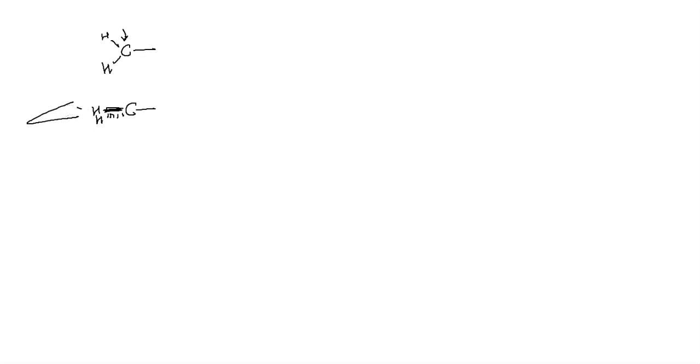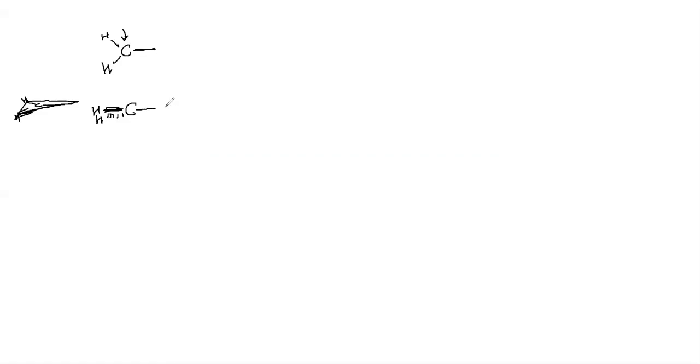Okay, suppose I have a C in the center, one H is here, one H is here, and here is a carbon. Now suppose I draw this bond like this, the p orbital on this carbon should be in a perpendicular plane. Can you understand this?